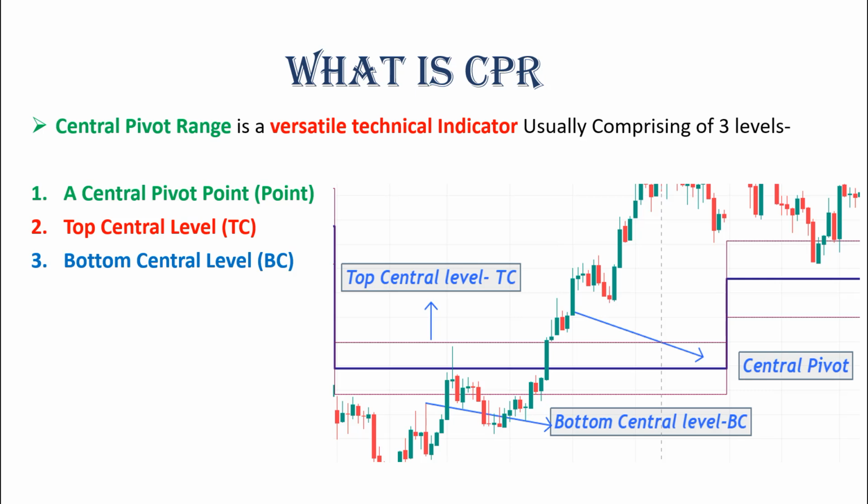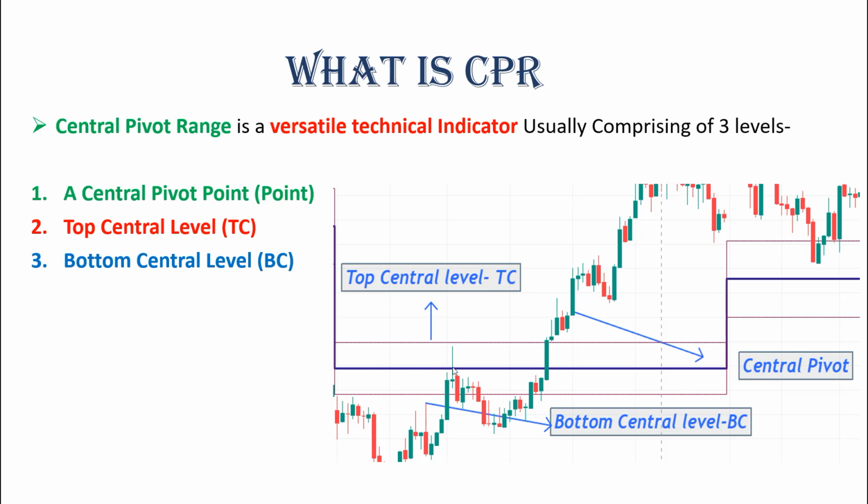Today we are going to learn what is called CPR, that is Central Pivot Range. CPR is a versatile technical indicator usually comprising of three levels. So what are those three levels? First is the central pivot point, that is the pivot point P. Next is the top central level, that is TC. Third one is the bottom central level, that is called the BC.